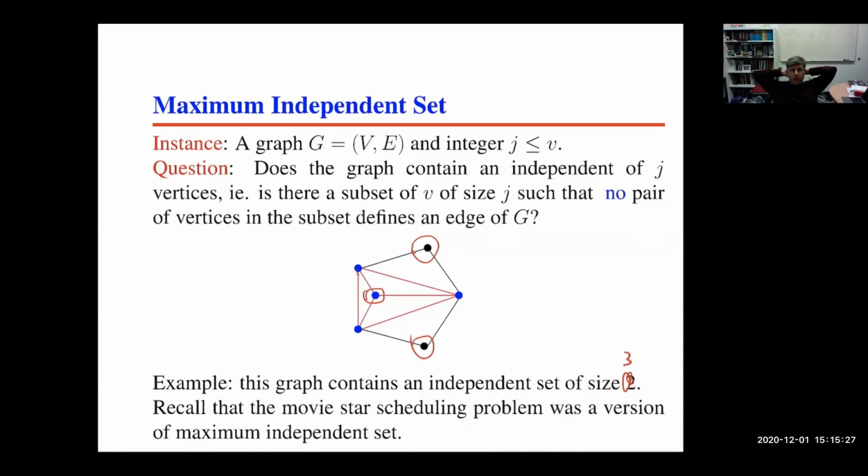Given a graph, find the largest number of vertices such that there is no edge defined between them. Any questions about that? Does everybody see why this is a useful problem? Okay. Now I'm going to tell you this problem is hard.